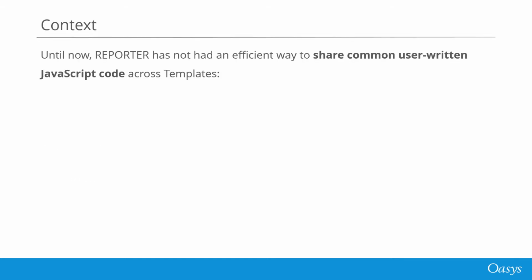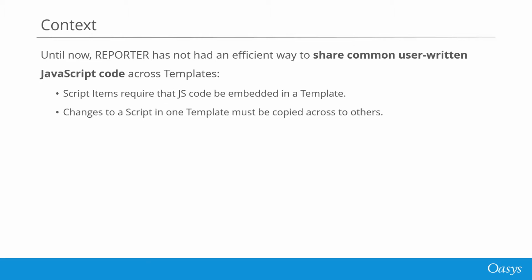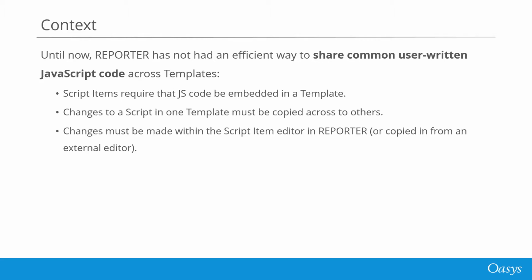Until now, Reporter has not had an efficient way to share common user-written JavaScript code across templates. Script items require that common JavaScript code be embedded in each and every template in which the code is to be used. Changes to the common script in one template must be copied across to all others. These changes must be made within the script item editor in Reporter or be copied in from an external editor.